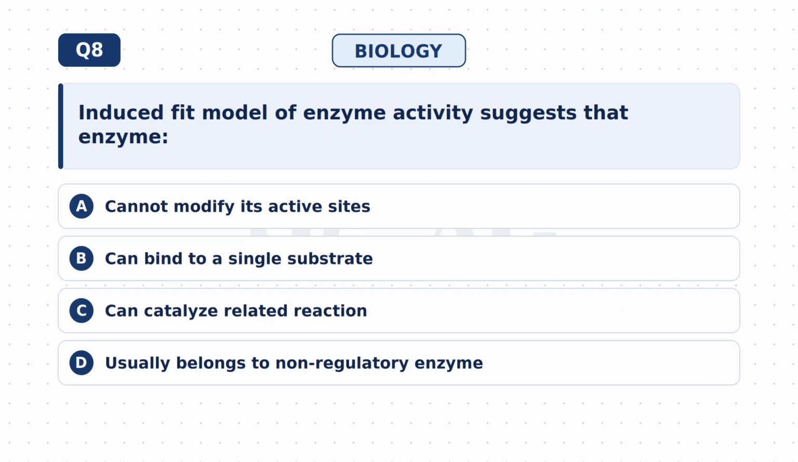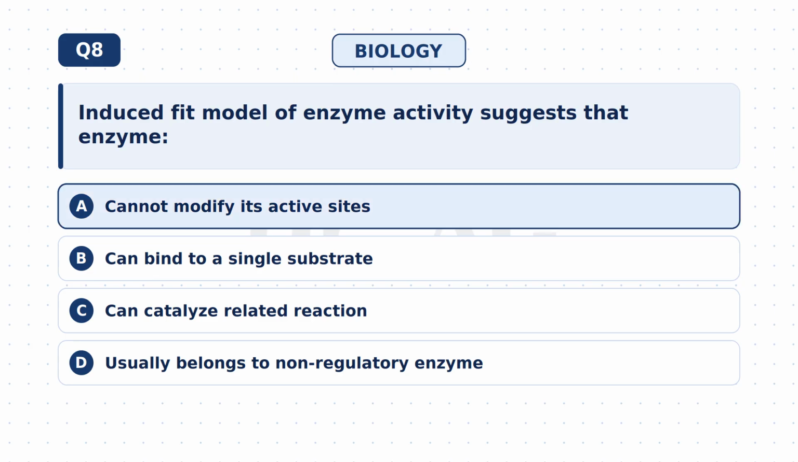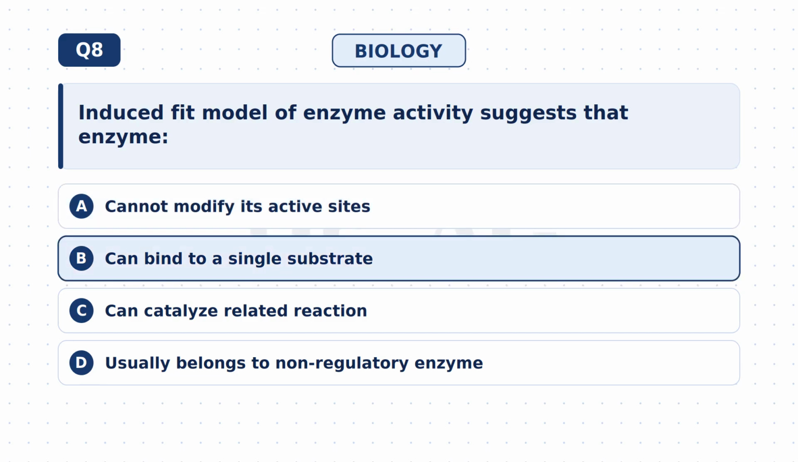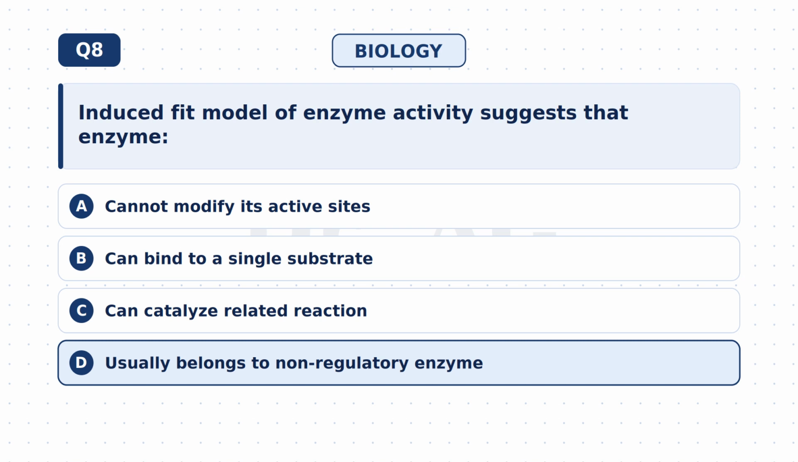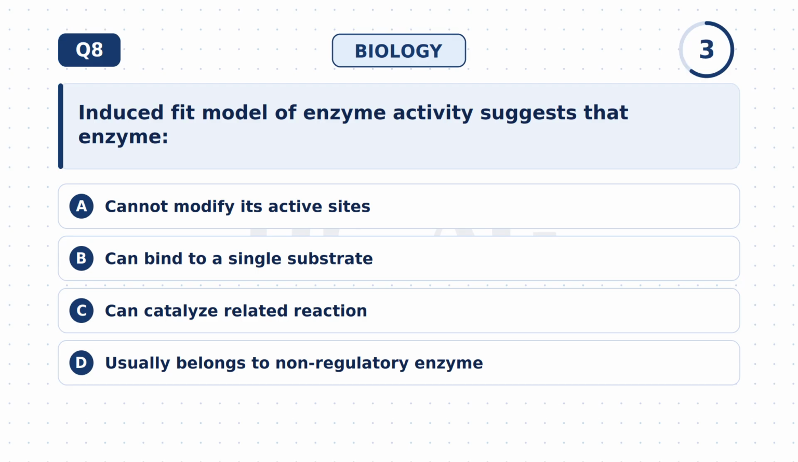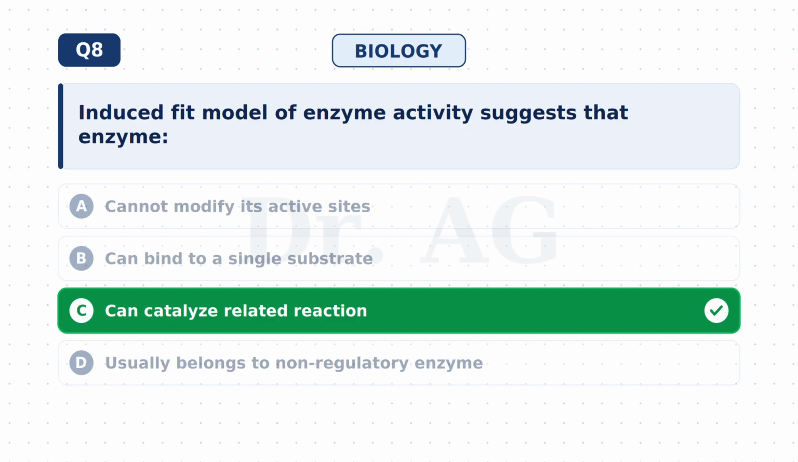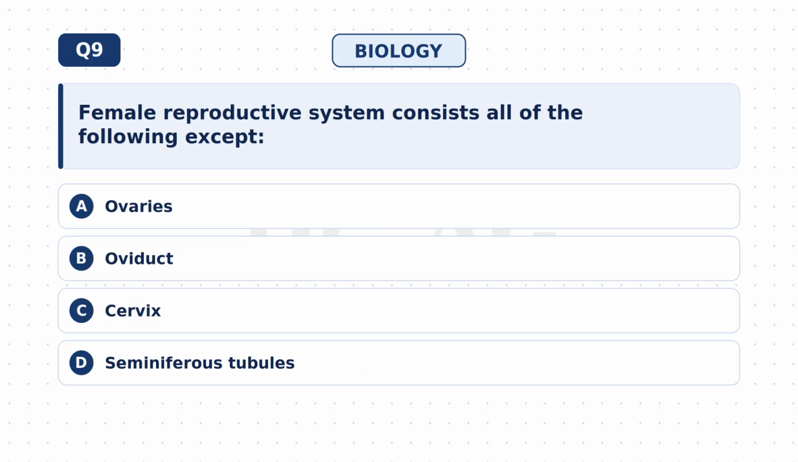Question 8. Induced fit model of enzyme activity suggests that enzyme Option A. Cannot modify its active sites. Option B. Can bind to a single substrate. Option C. Can catalyze related reaction. Option D. Usually belongs to non-regulatory enzyme. The correct answer is C. Can catalyze related reaction.